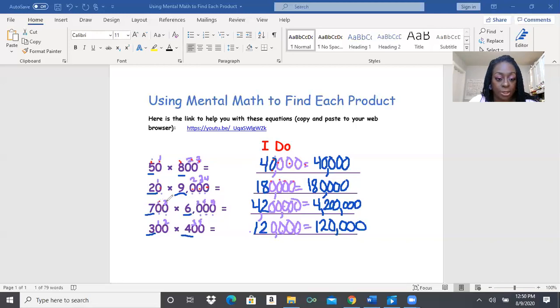We have 1, 2, 3, 4, 5 zeros. That gave us our 5 zeros here. And we have 1, 2, 3, 4 zeros. That gave us our 4 zeros here. I hope this was helpful. Remember, our goal was using mental math to find each product.